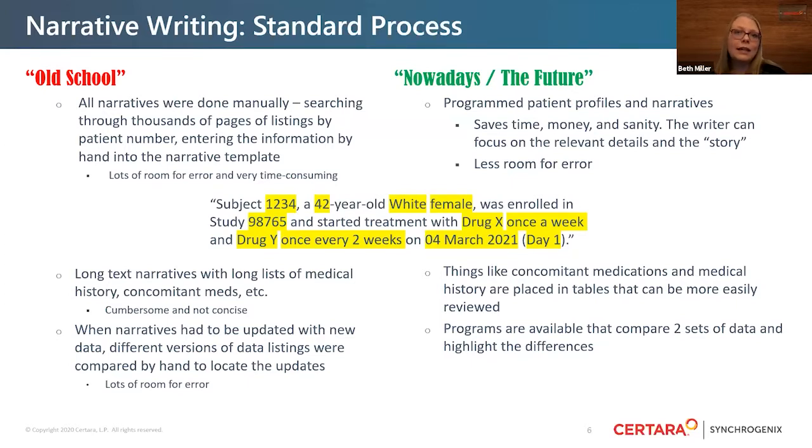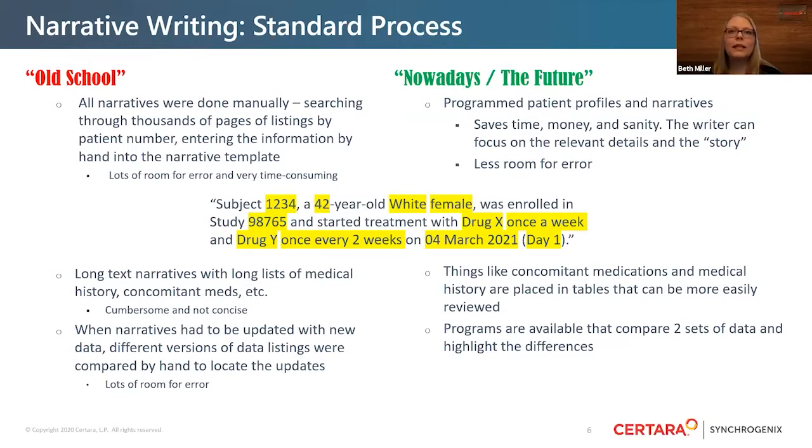Back in the old days, when we completed the narratives manually with no programming help, we typically had a small header at the top where we manually entered the patient number, maybe the events triggering the narrative, and then the rest was in paragraph form. We'd have a long paragraph giving the patient's demographics and medical history, followed by a second long paragraph summarizing the concomitant medications, and then maybe more long paragraphs summarizing other background information, previous events, and the events of interest. It was cumbersome and it was not concise.